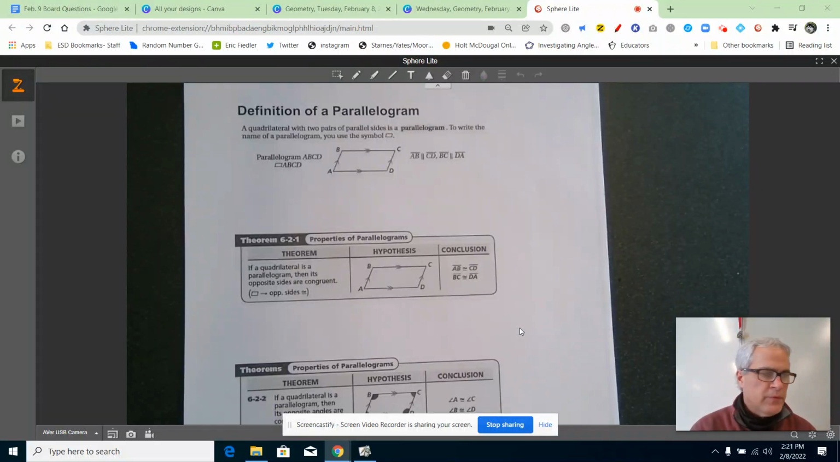Everybody. So we're starting section 6.2, and I just want to congratulate everyone on section 6.1. You guys went through that section really nicely. If you guys are still having issues, please come on in, get help.